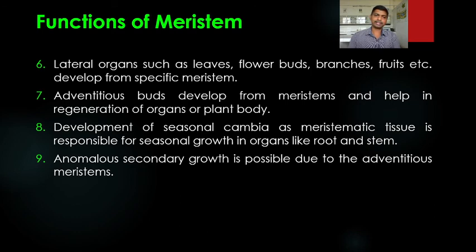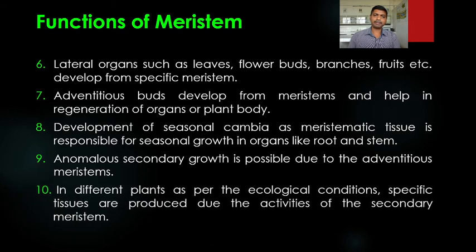In different plants, as per the ecological conditions, specific tissues are produced due to the activity of the secondary meristem. So the ecological condition, so plant can cope up with the environmental conditions. The specific tissues are produced in the plant because of the activity of secondary meristem. So in different plants, as per the ecological need or the conditions, the specific tissues are produced due to the activity of the secondary meristem. So this is about the functions of the meristem.